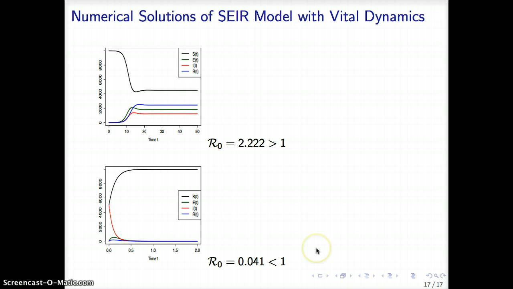So this illustrates the role that R0 plays in a very simple model, and we have illustrated the steps for the calculation of the spectral radius of the next generation matrix. This concludes our conversation on the calculation of R naught.